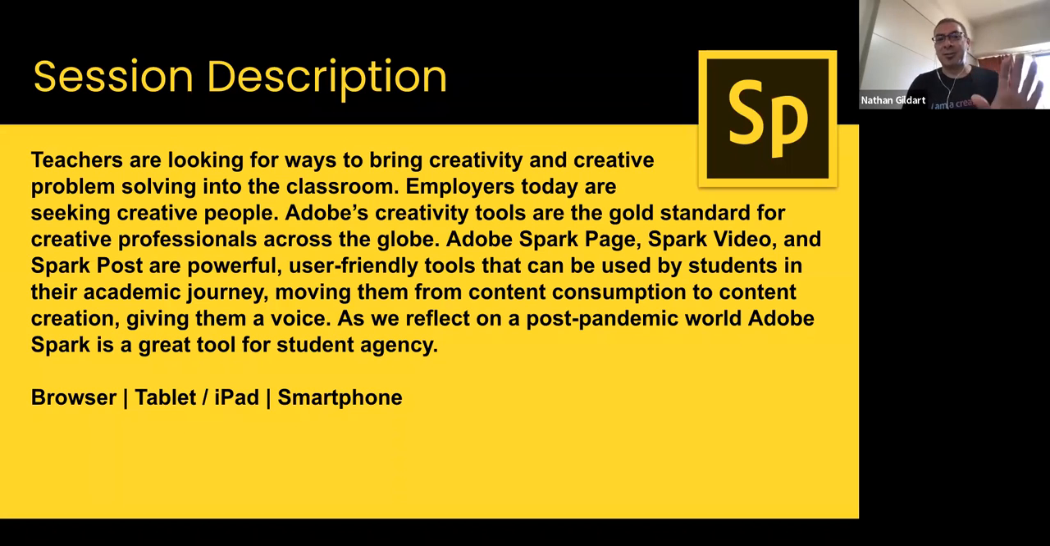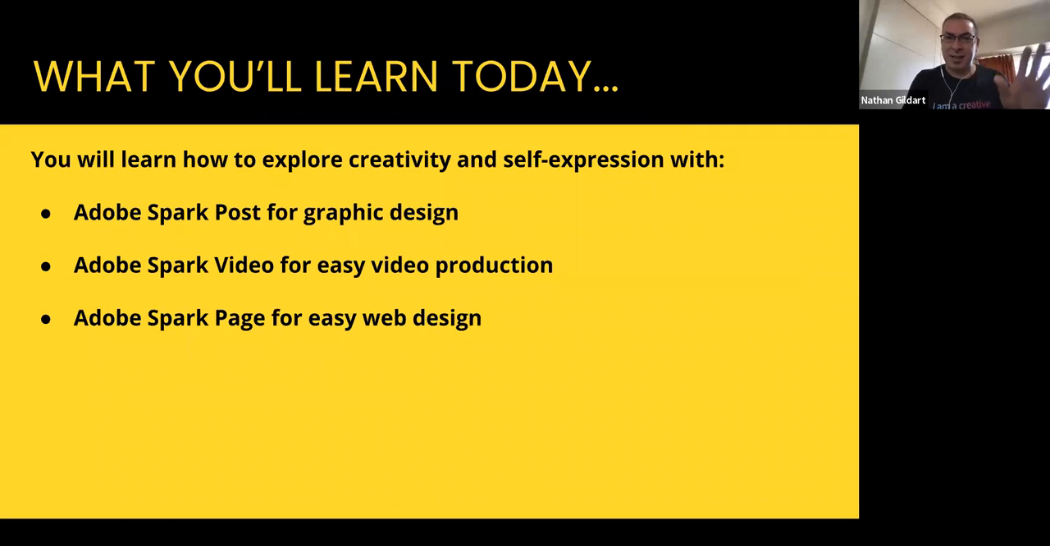I'm not going to read through the description. You've seen that before. You can come back and look at this later too, but we're looking at 3 different elements of Adobe Spark. Spark has 3 elements. One is Post, which is for graphic design. The other is Video for really quick and easy video production. And trust me, it's quick. And then Spark Page for web design. We'll spend more of our time on Post and Video, but we will show you Page too, because it's really cool.